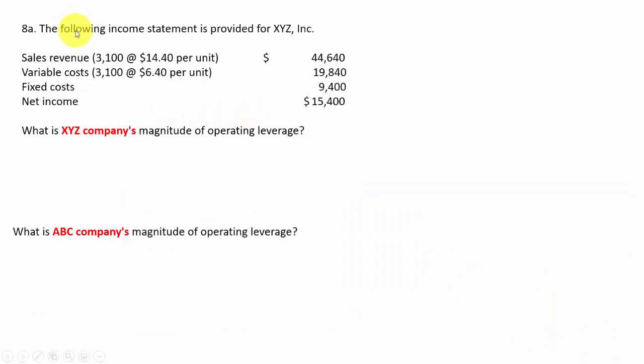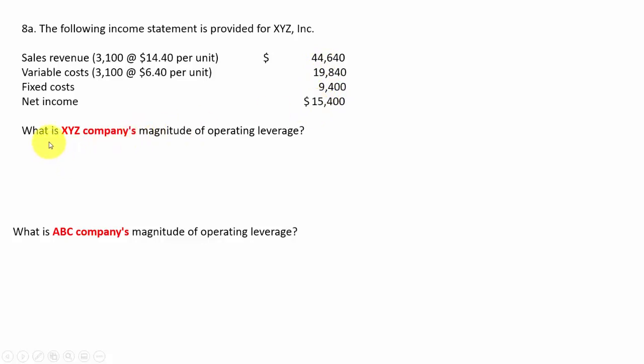In this problem, they give us sales revenue of $44,640, variable costs of $19,840, which is based on sales of 3,100 units. See that? Fixed costs are $9,400, and net income is going to be the sales minus the variable cost here, minus the fixed cost, which ends up being $15,400. So we're taking revenues minus variable and fixed costs to come up with net income of $15,400.